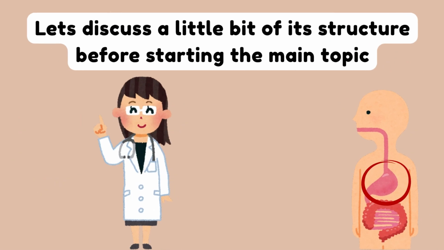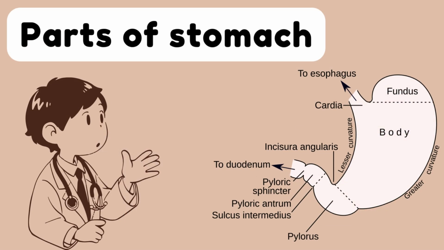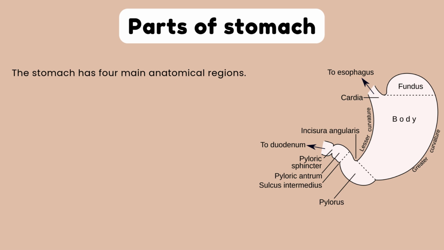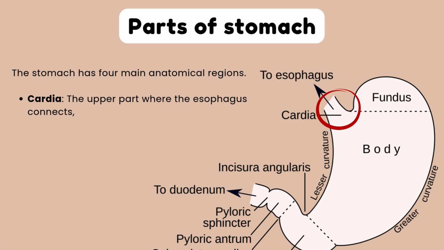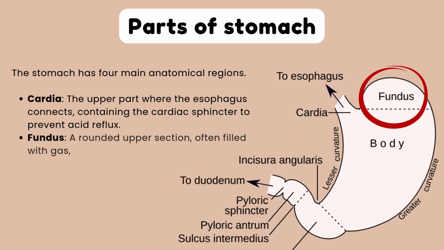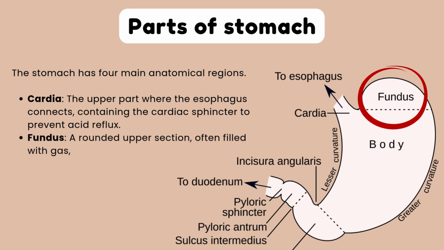Let's discuss a little bit of its structure before starting the main topic. What are the parts of stomach? The stomach has 4 main anatomical regions. These are Cardia. It is the upper part where the esophagus connects. It contains the cardiac sphincter to prevent acid reflux. Fundus. It is a rounded upper section, often filled with gas. It is located below the diaphragm.